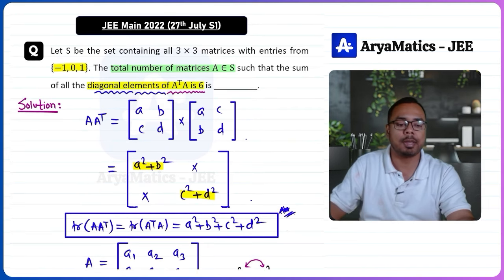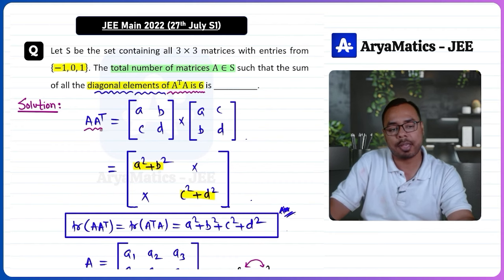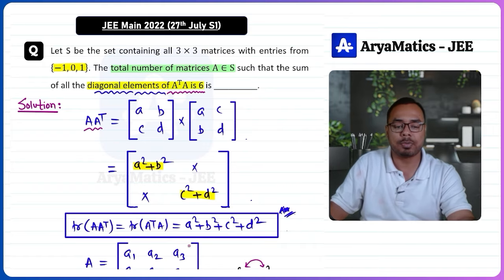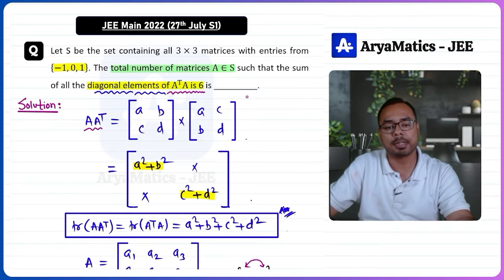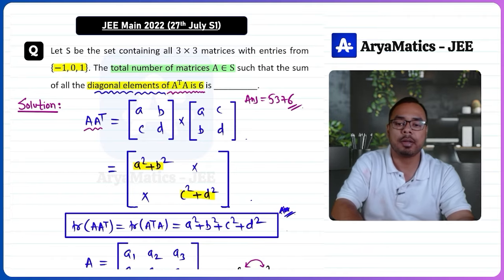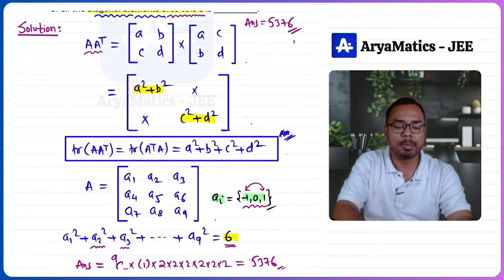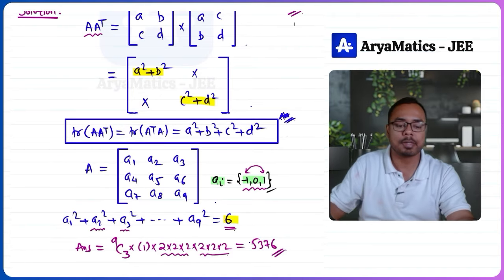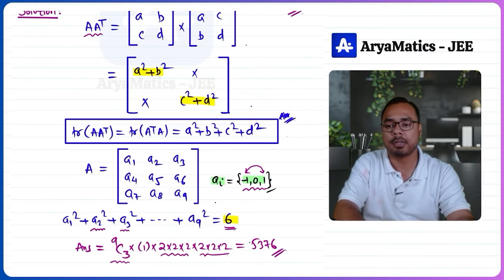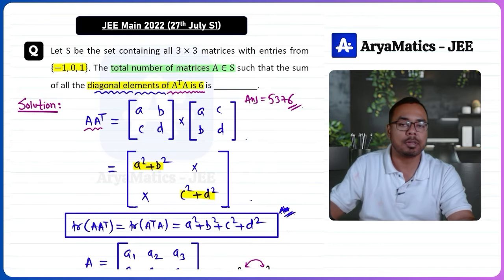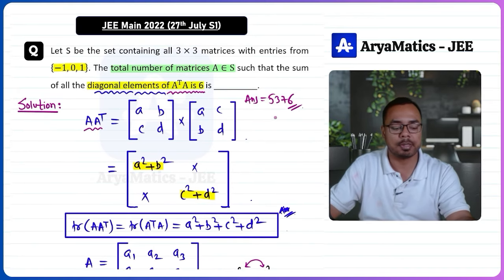So in this problem, the important concept was that trace of A into A transpose, or A transpose into A, is nothing but the sum of squares of all the elements in that matrix. From there we got the result that the sum of squares of all the elements in this matrix must be 6, and therefore out of these 9 variables, make any 3 variables 0, and for the remaining 6 variables we have 2 options each. So the correct answer for this problem is 5376.